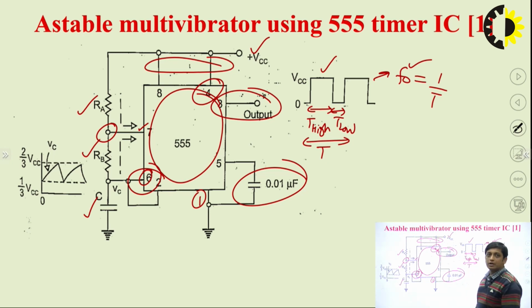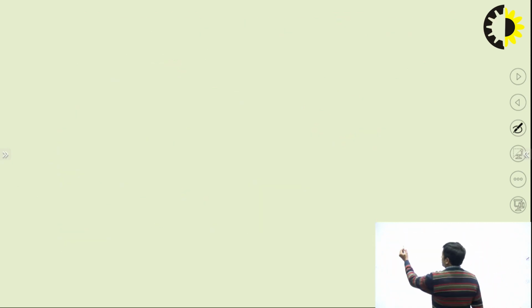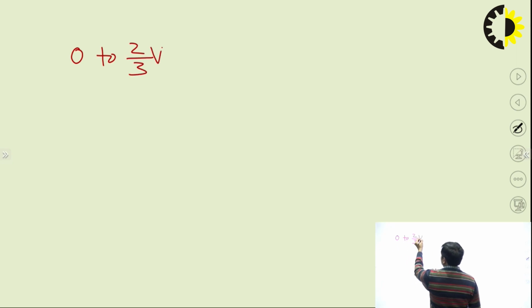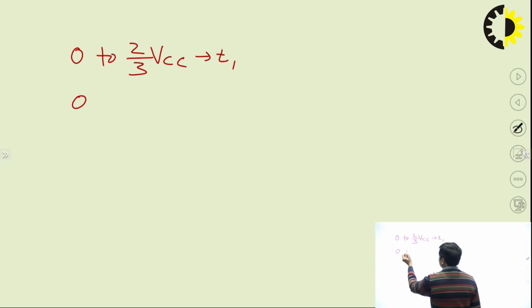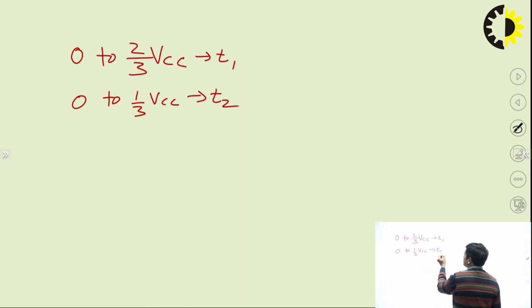So we are going to do the derivation of this F0. We need to calculate the frequency of this output pulse. There we will see how we can change the frequency of this output pulse. Now see, if we can calculate the time taken by the capacitor to charge from 0 to 2 by 3 VCC, let's say that this time is T1. Now if we can calculate the time taken by the capacitor to charge from 0 to 1 by 3 VCC, let's say this time is T2.